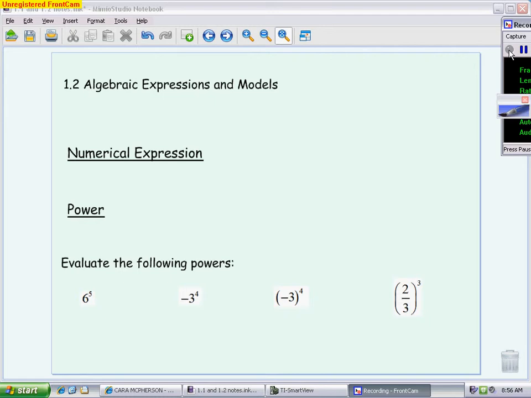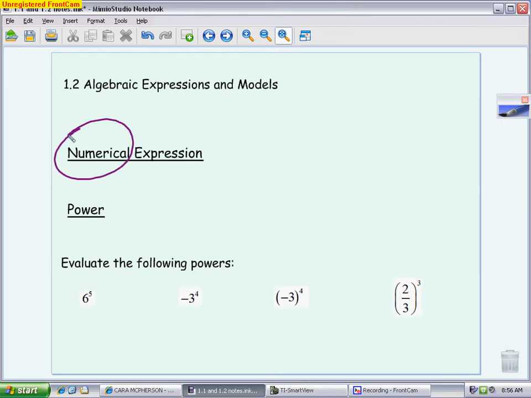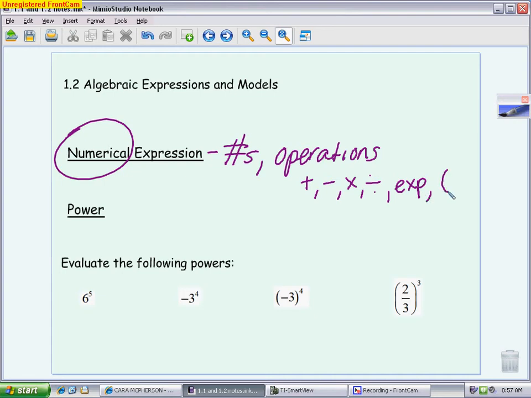So first we're going to start with a few definitions, pretty short ones. Numerical expression. When you see the word numerical, you realize that obviously it's going to contain numbers. It can also have operations. And hopefully when I talk operations, the first thing you start thinking is addition, subtraction, multiplication, division. We can also think of things like exponents, even parentheses, grouping symbols like brackets.